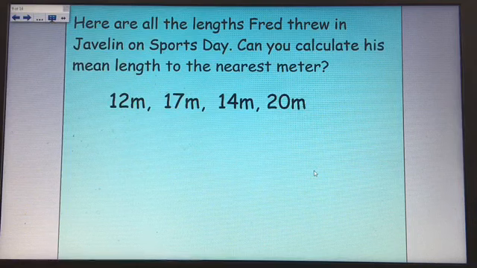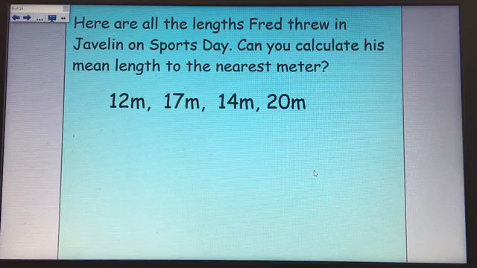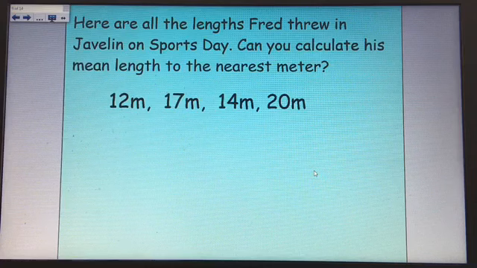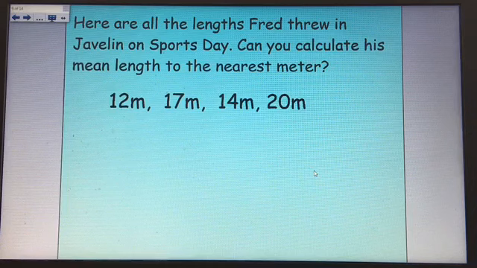So let's have a look at this question. Here are the lengths thrown in javelin on sports day. Can you calculate his mean length to the nearest metre? So to find the mean, you have to add all the numbers together and then divide by the amount of numbers you've added. So there's 4 different numbers there.